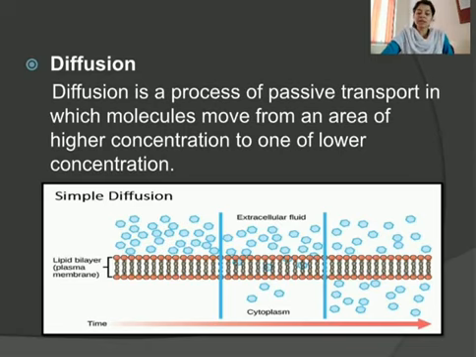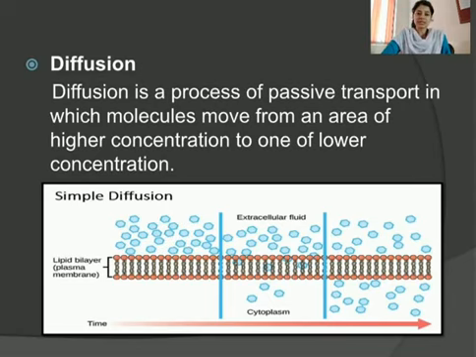So the first method in passive transport is diffusion. Now, diffusion is a very well-known phenomenon for each one of us. You must have studied this in your 11th-12th standard also. So, diffusion is a process of passive transport in which the molecules move from an area of high concentration to an area of low concentration, right? Until there is an equal concentration on both sides of the semi-permeable membrane.